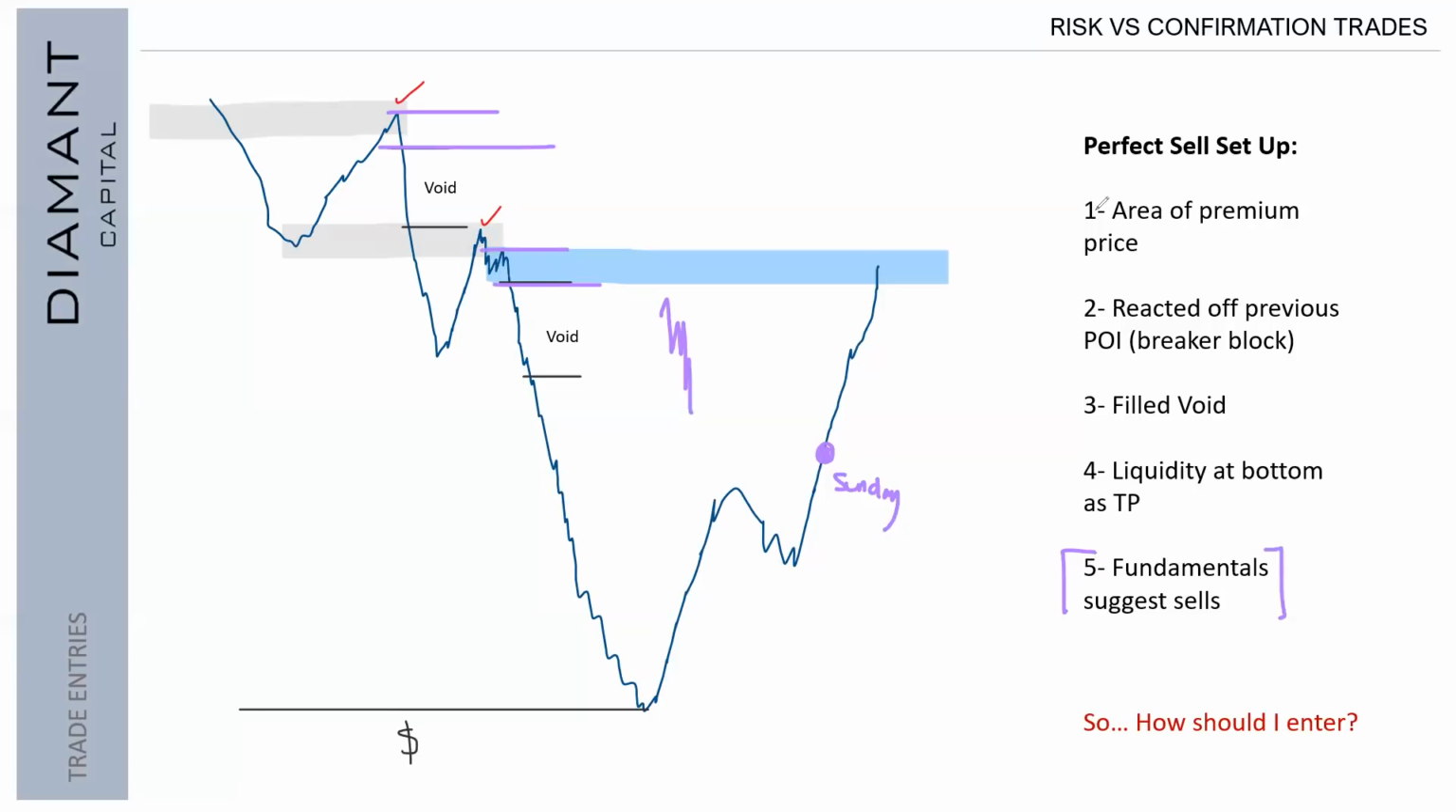So we've got area of premium price. So here and here, anything above 61.8 fib retracement is what I would consider premium area. Then we've got reaction of previous point of interest.